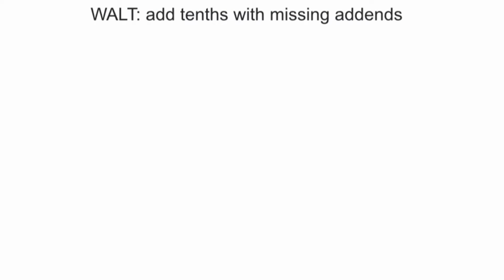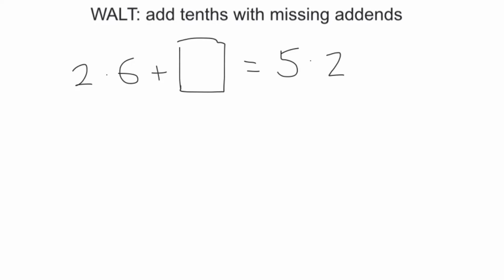Hey everybody! Today we are learning to add tenths with missing addends. Now if you're not too sure what addends are, you've been using them your whole life, it basically means a number which is added to another. So if it is missing, you're going to get something like this. So as you can see, we've got 2.6 plus something equals 5.2. This something here is the missing addend that we are trying to find.